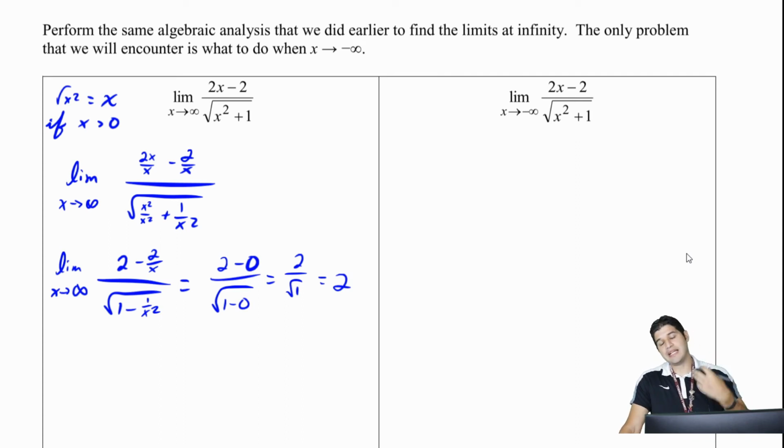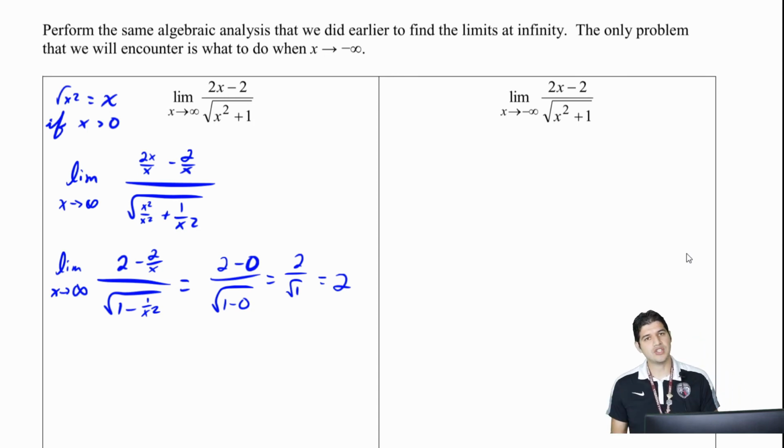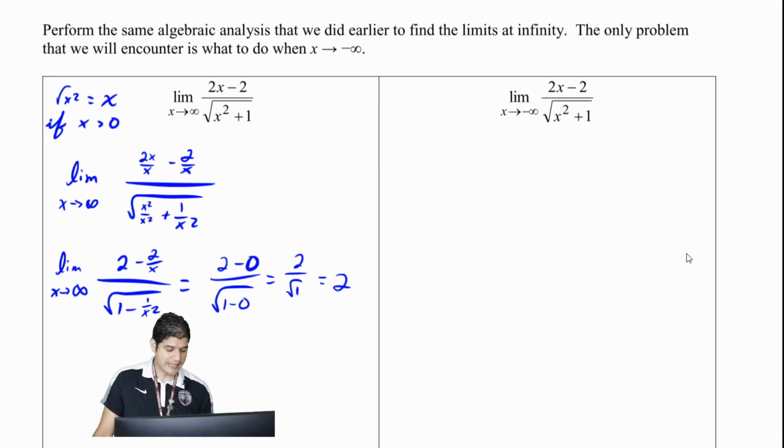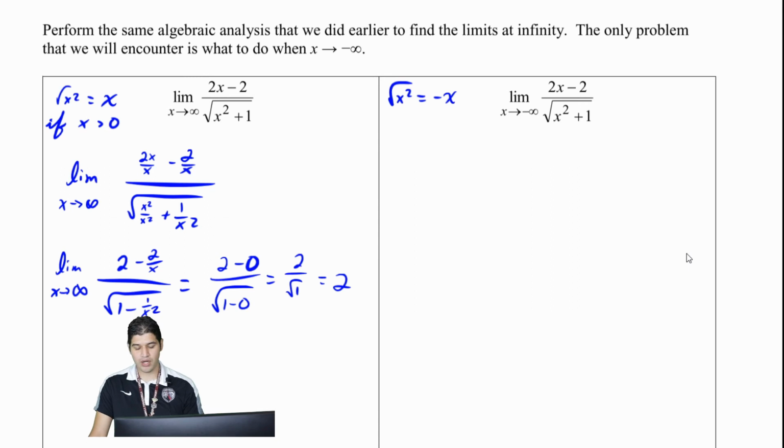So I am getting that same result on the right side for that graph that we saw on the previous page. Now let's look at what happens when I'm approaching negative infinity. So same start, but I need to say, okay, the square root of x squared comes out to be negative x. So it's the negative part of it when x is less than 0.